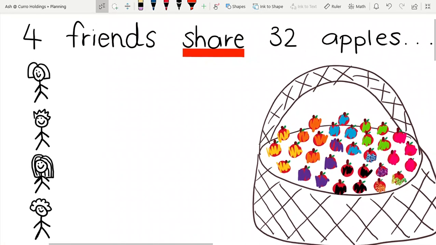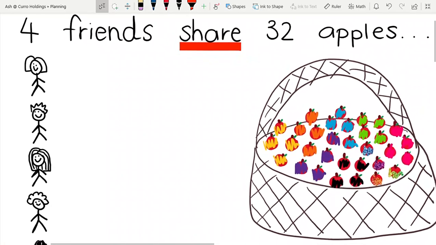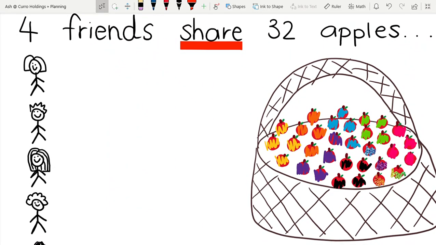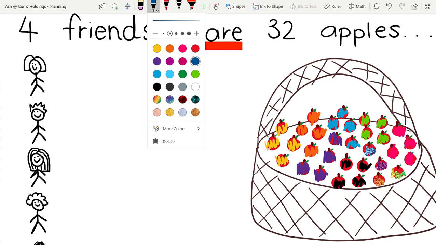Over here I've drawn us a little picture. So on the left hand side I have got 4 friends, and our sum says 4 friends share 32 apples. So remember, they share them equally. So in my basket, I have drawn little apples. And as you can see, I have grouped them in 4s. So I've colored 4 apples a different color. Let's group them together and see how many groups we have.